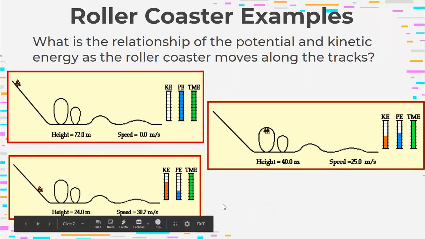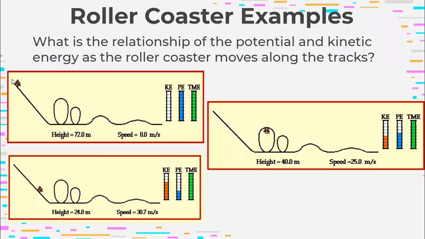Roller coaster. What is the relationship of the potential and kinetic energy as the roller coaster moves along the tracks? Well, if you are just sitting completely still right up here at the top, then you have 100% potential energy and 0% kinetic energy. As you go down the ramp, you start going faster, faster, faster, which means you have less and less potential energy, and you're getting more and more kinetic energy.